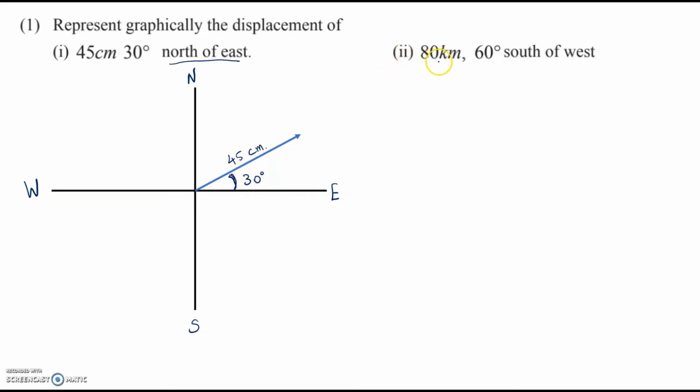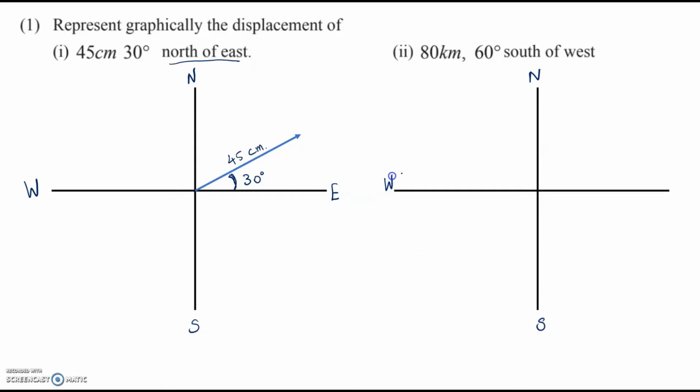The second one says 80 kilometers, 60 degrees south of west. So let's again mark north, south, west and east. So the direction is south of west. So you go to west and south of west. So it's here in this direction and the angle is 60 degrees.